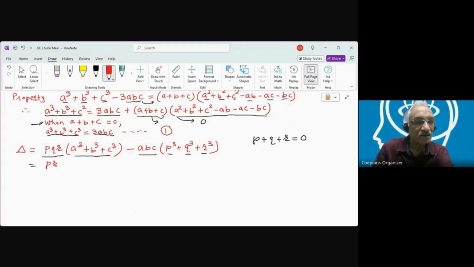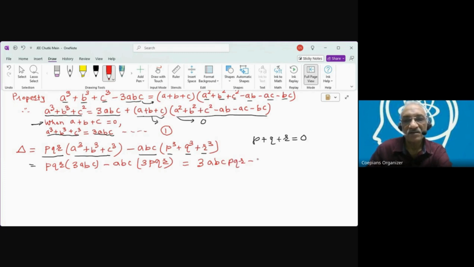PQR into bracket 3ABC minus ABC into bracket 3PQR, which is equal to 3ABCPQR minus 3ABCPQR, which is 0. So the value of the determinant is 0, which is option D.